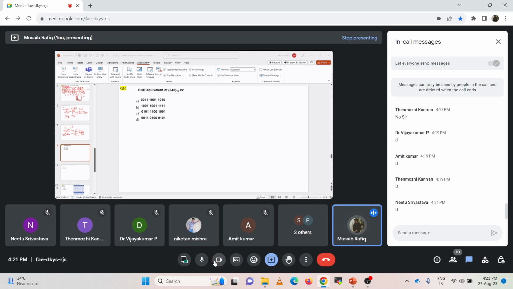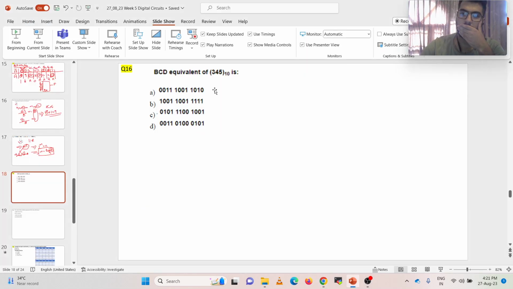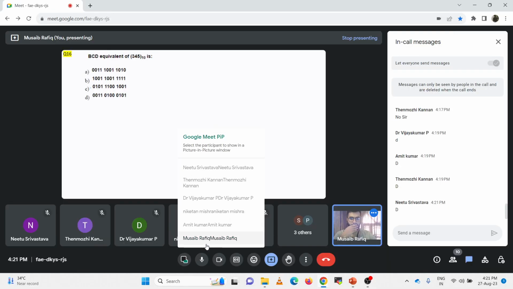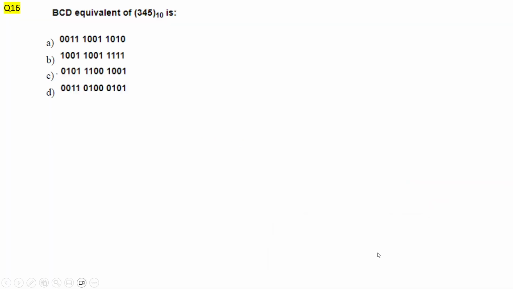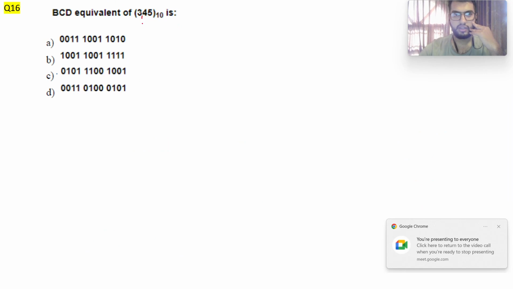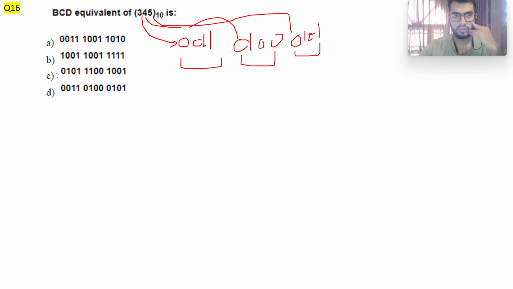So now let me show the solution. This was a pretty easy question. Most of you have done it. This question states to find the BCD equivalent of 345. So we'll write the 8421 equivalent of each of the decimal digits. 3 is written as 0011, 4 is written as 0100, 5 is written as 0101. So this is 3, this is 4 and this is 5. So this is 345. That is option D.